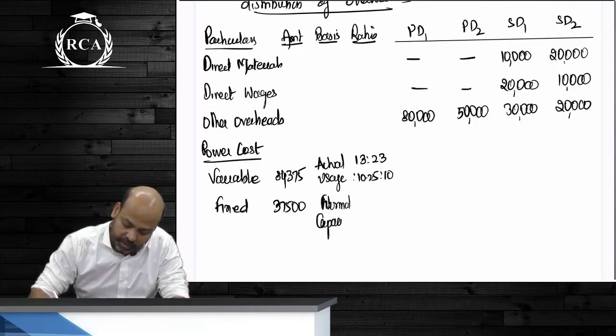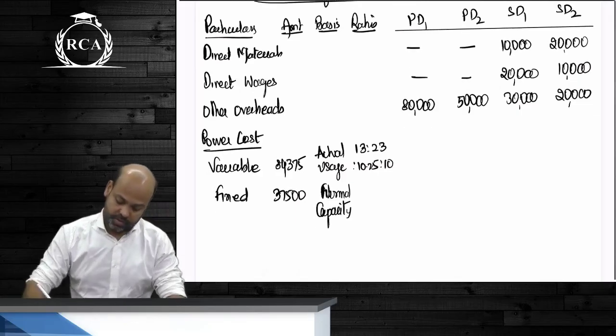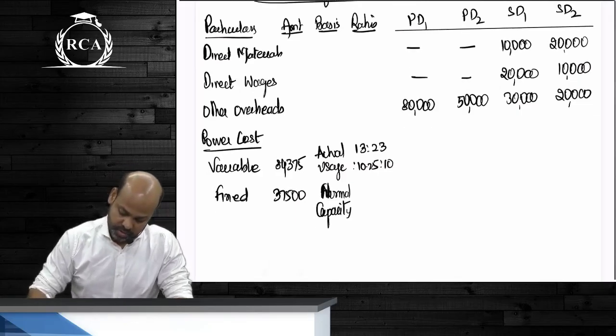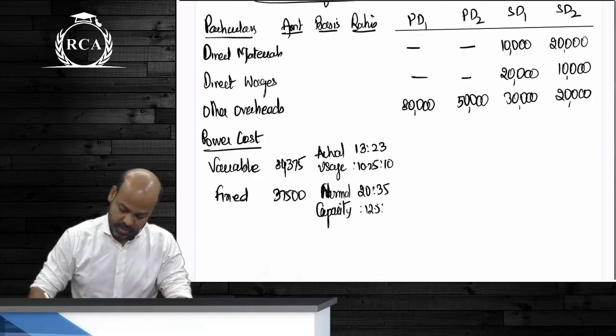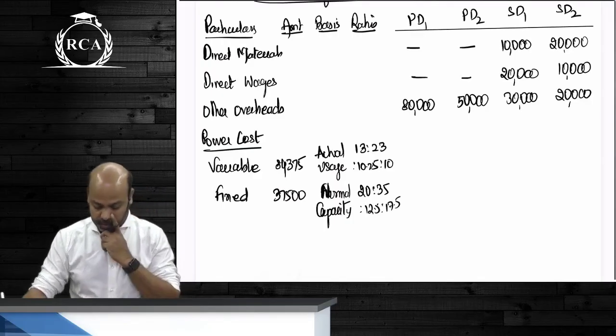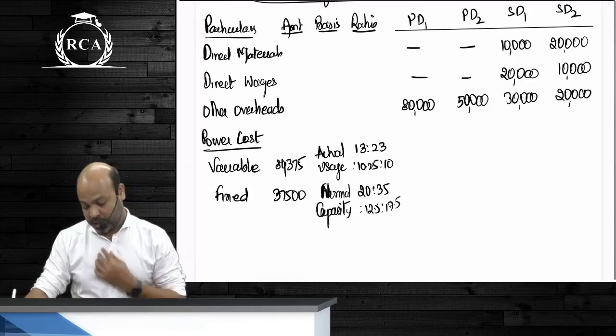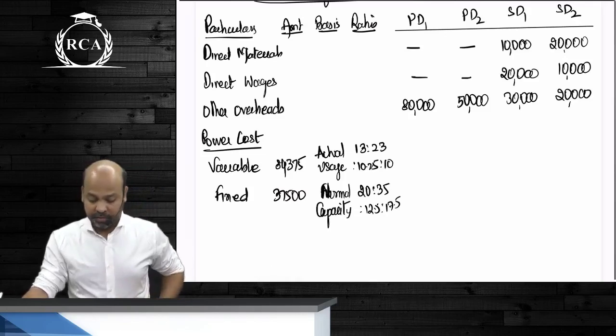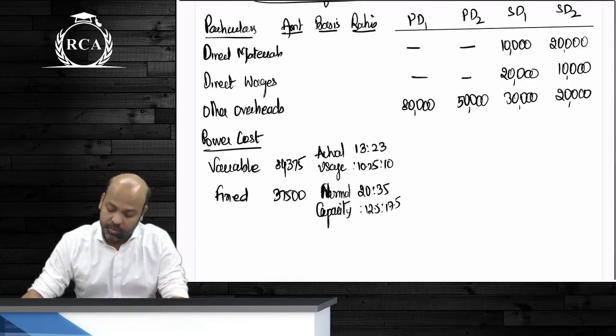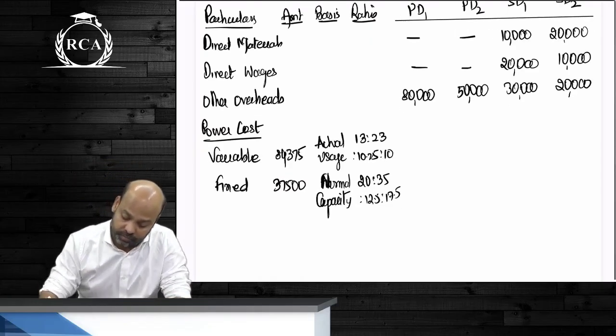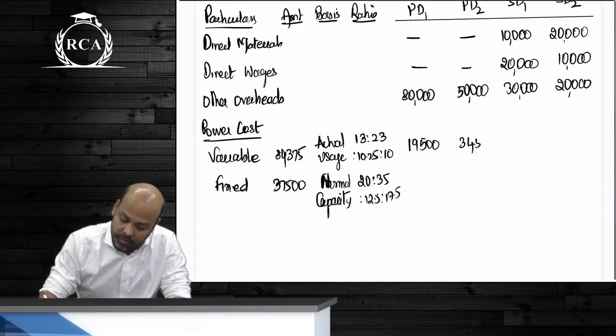What is the normal capacity? The ratio is on the basis of normal capacity. 20:35. 30, 30, 20, 50, 85, it doesn't come out. It has to be completed. You all do that calmly. Yes, this will be 19,500, 34,500, 15,375, 15,000.